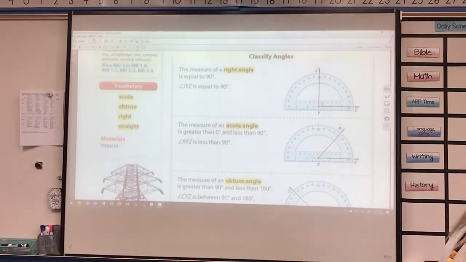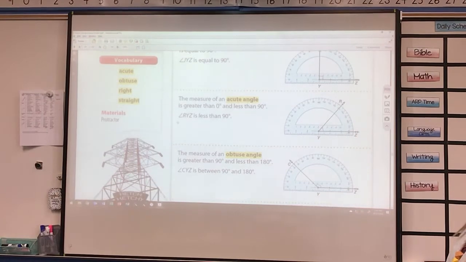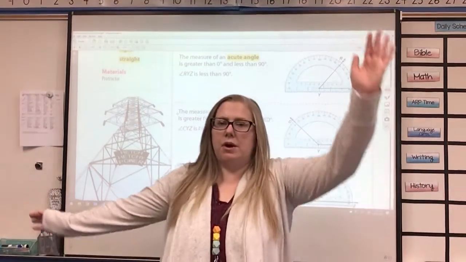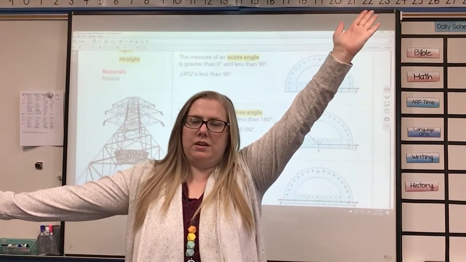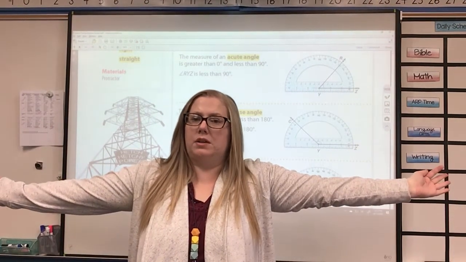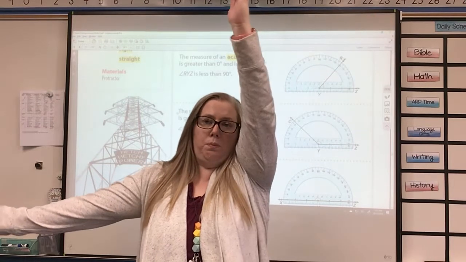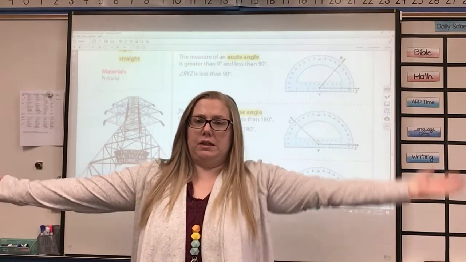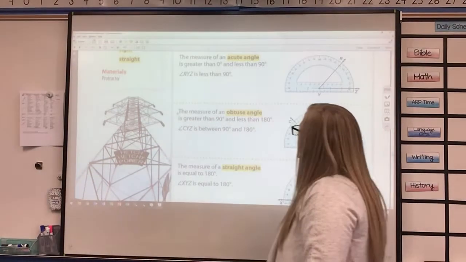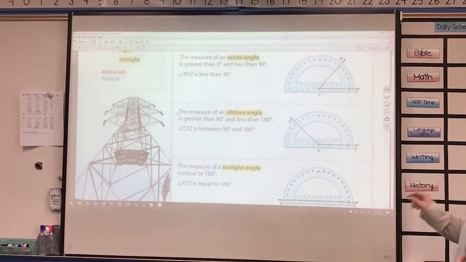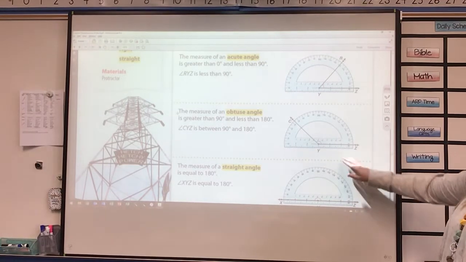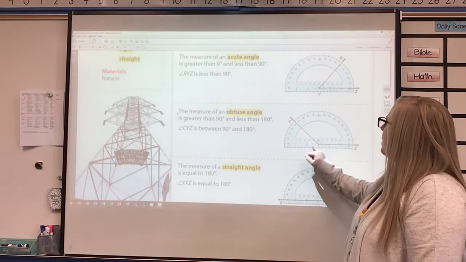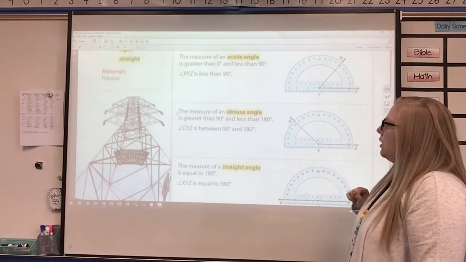Next is obtuse. Obtuse is bigger than 90. So I go kind of like this. I don't want to go straight because it's not 180. It's more than 90, so this is 90, but it's less than 180. So an obtuse angle is greater than 90 and less than 180. And again, I would label this CYZ or just angle Y.